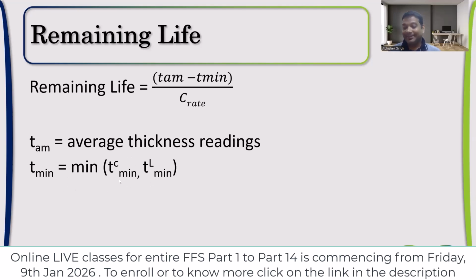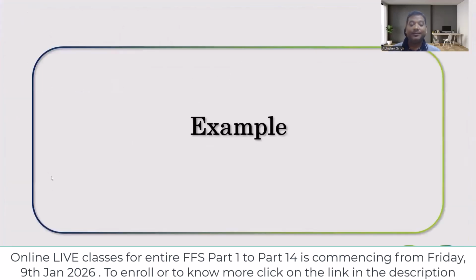So obviously TC, the thickness in the circumferential direction, will be the governing thickness, because that is the thickness which governs the stress value. Now the second may also be useful when you have a supplemental load. So TL minimum also may govern if you have a supplemental load. So the minimum of these two is defined as T minimum.